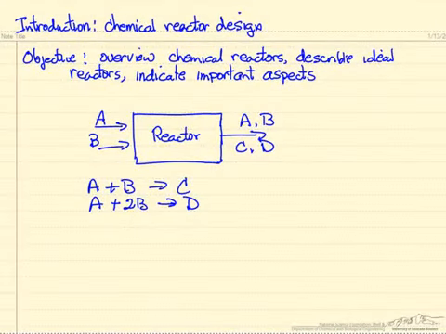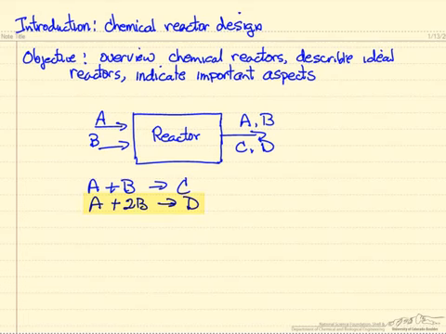I'd like to provide just an introduction to chemical reactor design here by overviewing some basic ideal type reactors and indicating some important aspects. So if we look at a generic reactor where we're feeding, say, two reactants, A and B, and some fraction of them react and we make products C and D, and we're going to look at the case where there's two reactions. So A plus B can form C, or A plus 2B can form D.